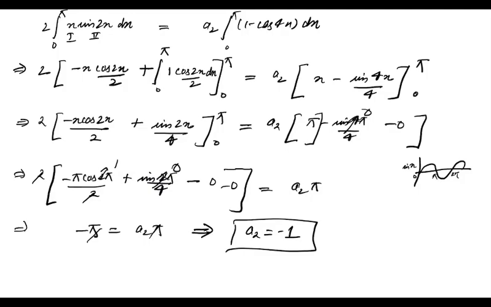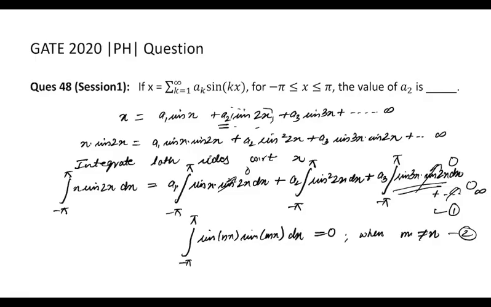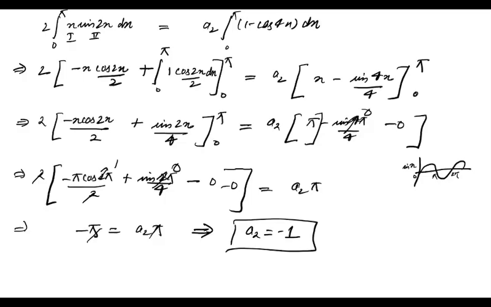So in this way you have arrived at the answer, a2 is equal to minus 1, so your answer will be minus 1. This is a general approach through which you can solve this kind of question. We have to find the coefficients. Thank you for watching this video.